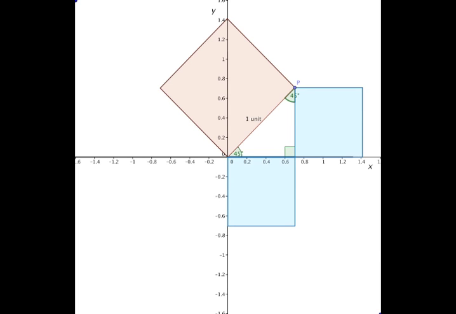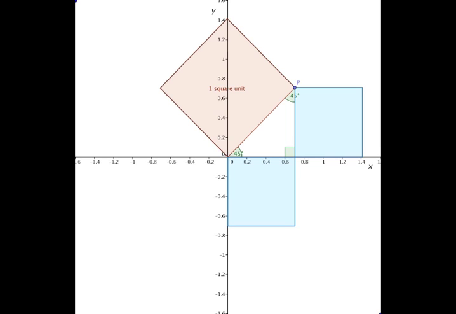Pythagoras' theorem is about right triangles, and that's what we've got, a right triangle. All it says is that the area of the two blue squares added together make the same as the area of the red square. What's the area of the red square? Well, the side is 1 unit, so it's 1 by 1, or 1 square unit.